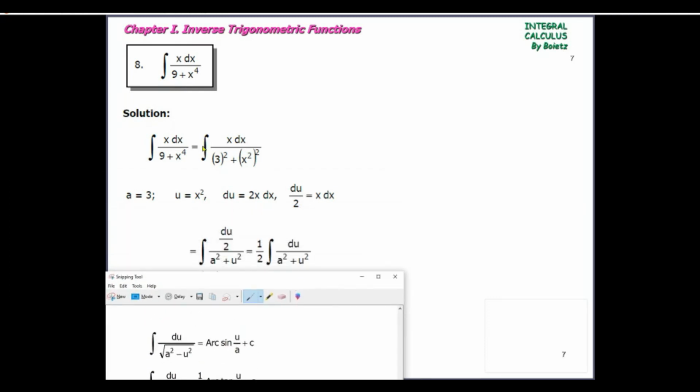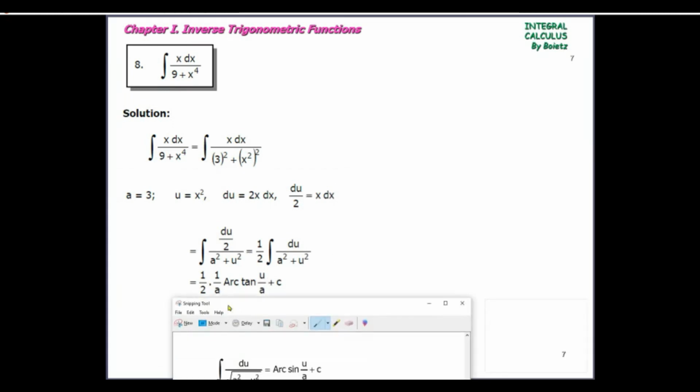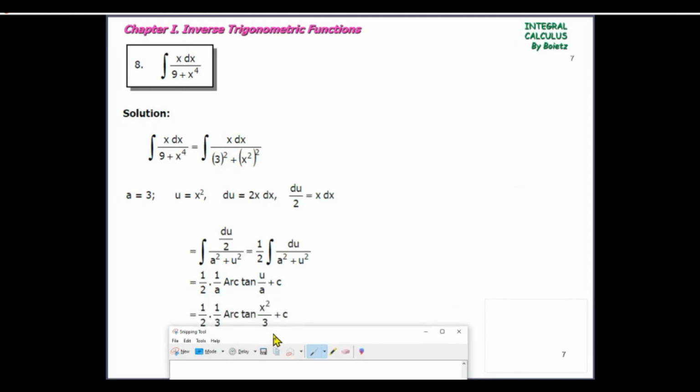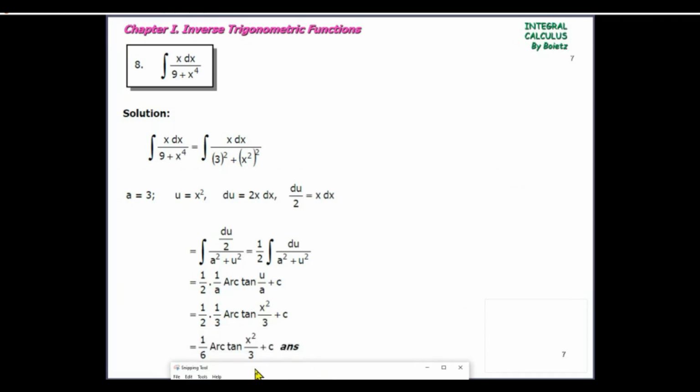Then, substitute. Here, x dx is du over 2. Over a squared plus u squared is equal to 1/2 integral of du over a squared plus u squared, or, again, arc tan, 1/2 times 1 over a arc tan u over a, plus c. Then substitute a and then substitute u, x squared. So 1/2 times 1 over 3 arc tan x squared over 3 plus c, or 1 over 6 arc tan x squared over 3 plus c.